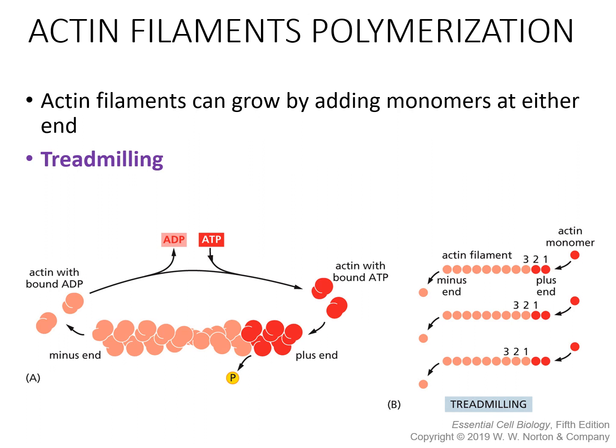When the rates of addition and loss are equal, the filament can remain the same size. So cells can determine if the actin filaments need to be growing from the plus end or minus end, and also if the cell needs to keep the filamentous actin length the same. All they have to do is increase or decrease the free actin monomers in the cytoplasm.